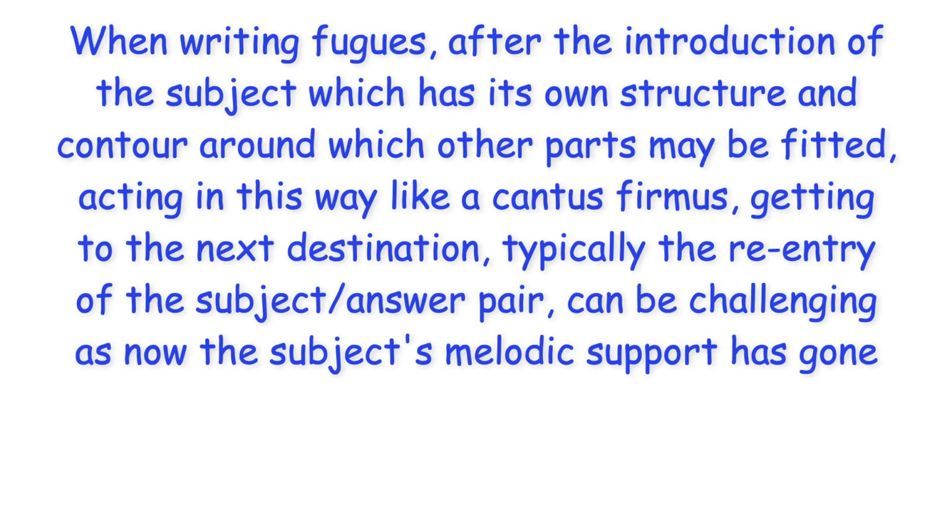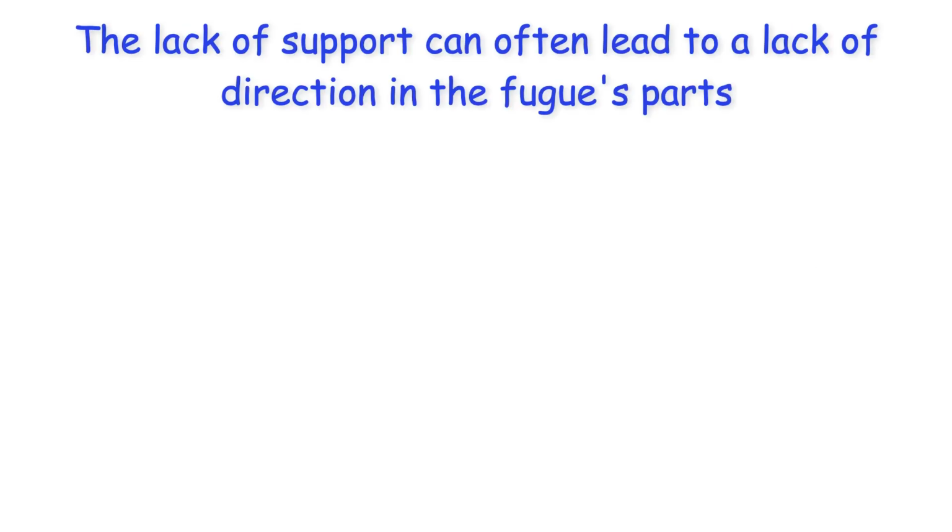Hi everyone! When writing fugues, after the introduction of the subject, which has its own structure and contour around which other parts may be fitted, acting in this way like a cantus firmus, getting to the next destination, typically the re-entry of the subject-answer pair, can be challenging, as now the subject's melodic support has gone. The lack of support can often lead to a lack of direction in the fugue's parts.